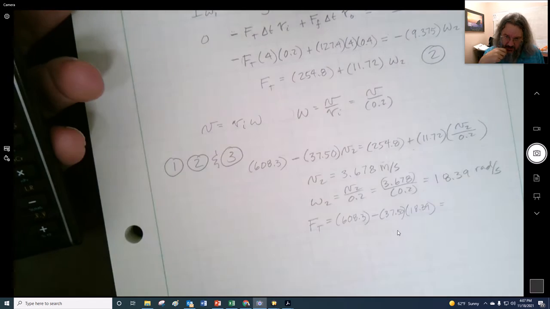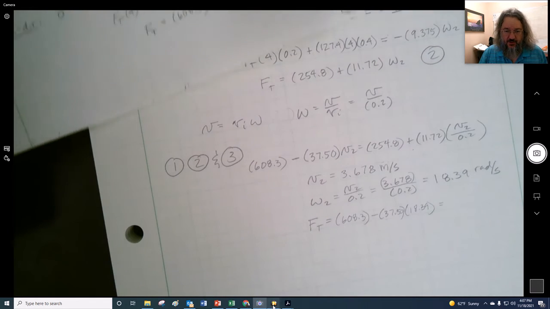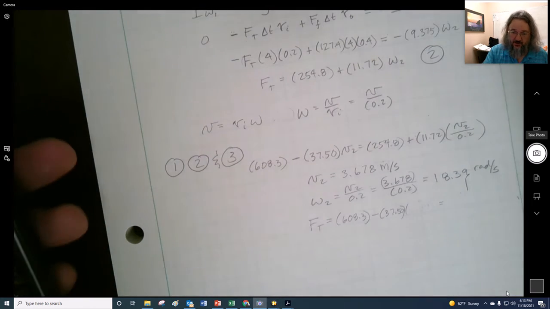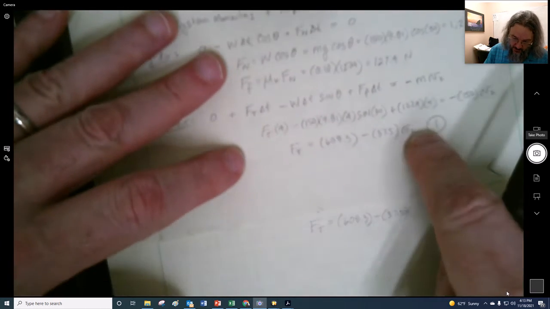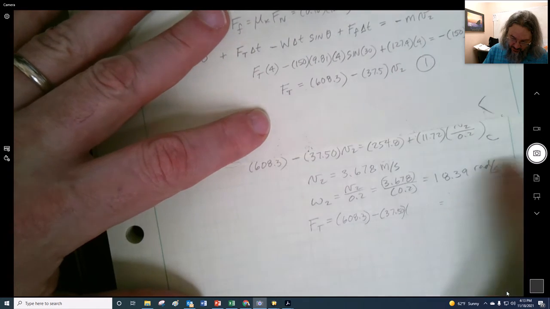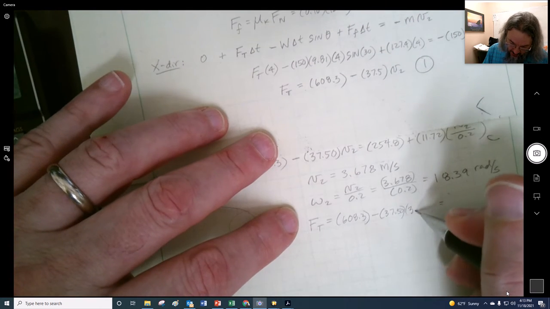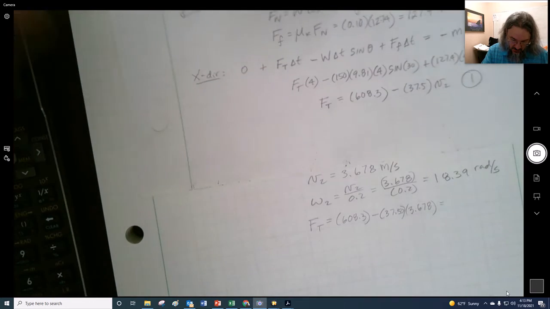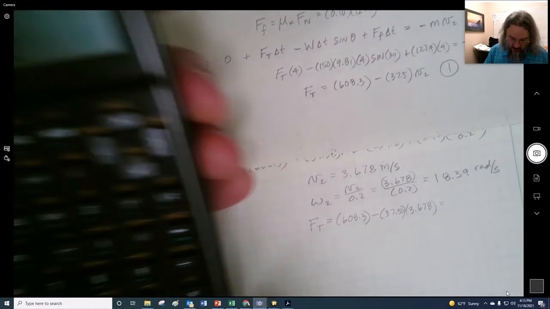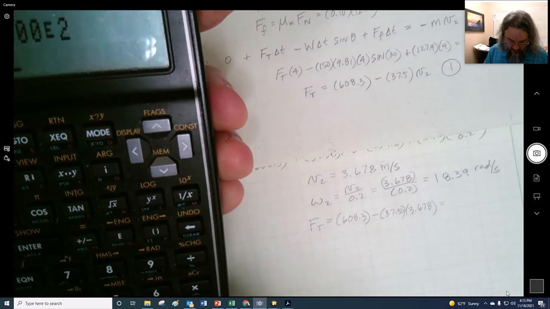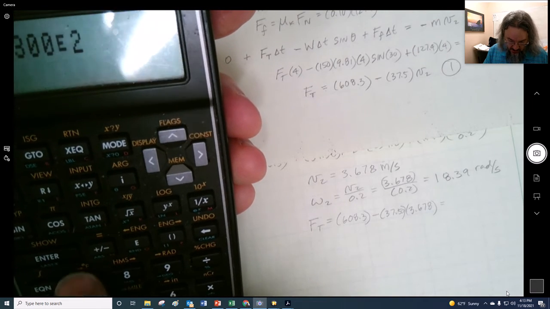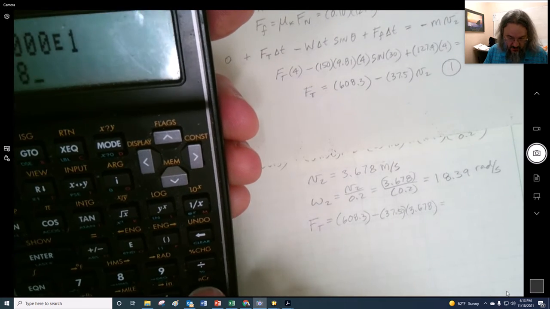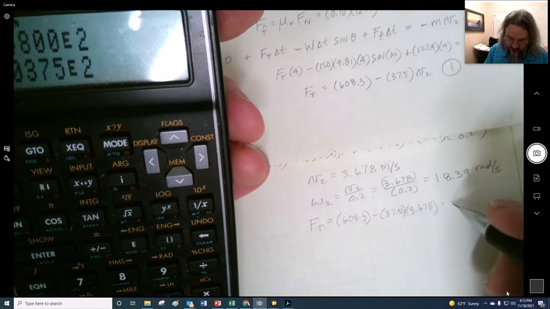I must have made a math error, so let me pause and find my math error. Oh, okay, I got it. All right, I don't know what I was thinking. I needed to put the 3.678 in there, and I didn't. I put the 18.39 in here. Jeez, that was dumb. All right, so that's not so bad. So 608.3, 37.5 times my 3.678. Subtract it out. Great.